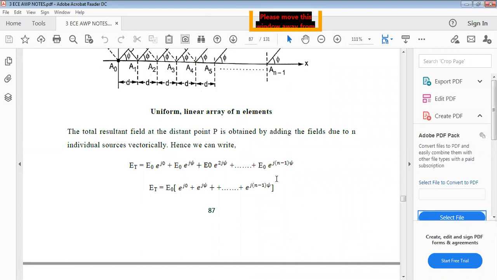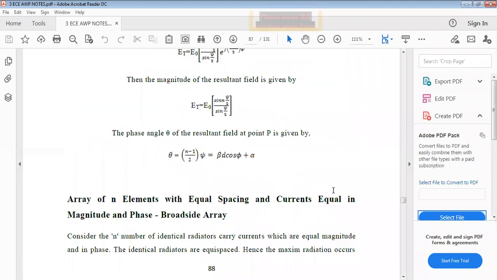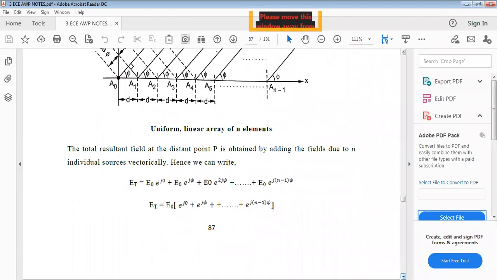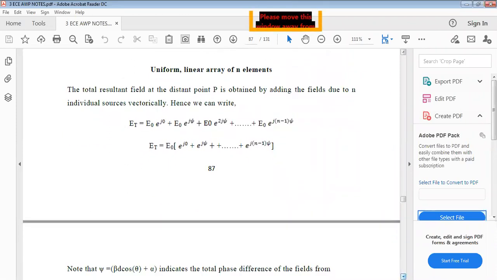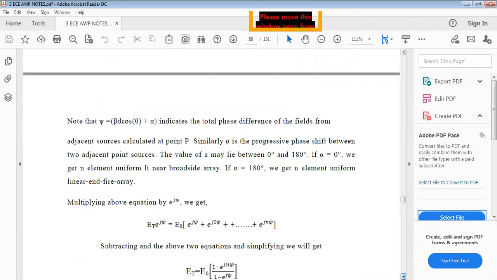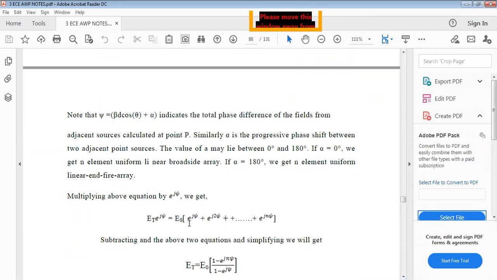Okay, that's why here we take the formula of E naught, and the expression contains Et equal to E naught into e power j0, 1, 2, 3, until n minus 1 psi. This expression is considered as equation 1, and for the second expression, multiply that same expression 1 with e power j psi on both sides.